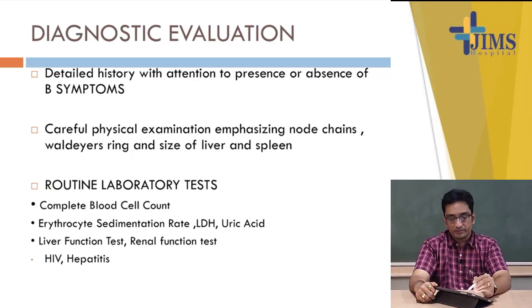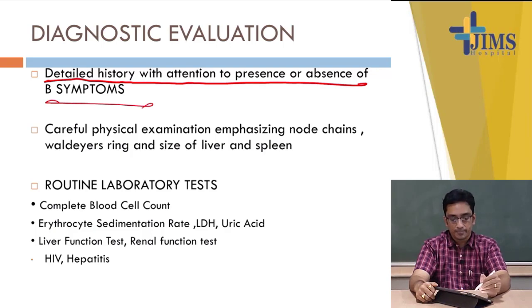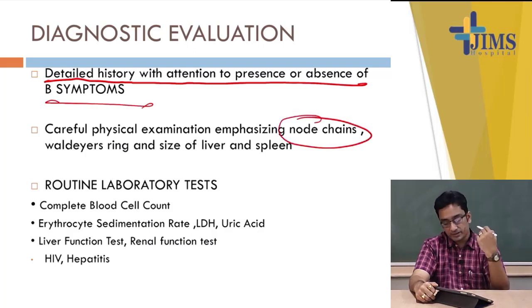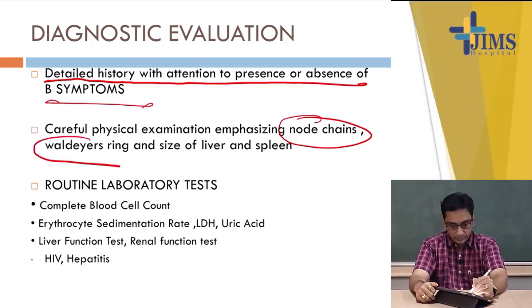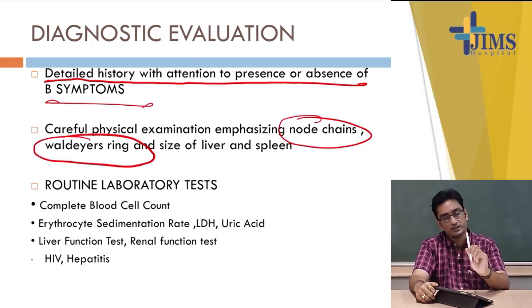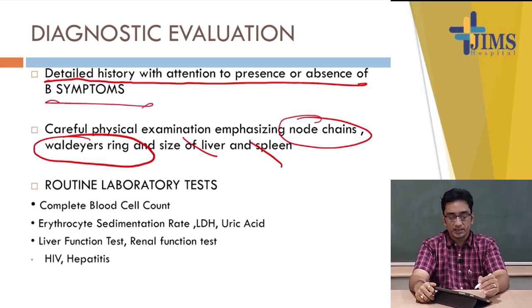Diagnostic evaluation: firstly, you will have to take a detailed history with attention to presence or absence of B symptoms. Then a careful physical examination, emphasizing the lymph node regions: cervical, supraclavicular, axillary, inguinal and femoral. Especially, you will always have to see the Waldeyer's ring. Tell the patient to open the mouth and see if there is involvement of the Waldeyer's ring, and check the size and texture of the liver and spleen.